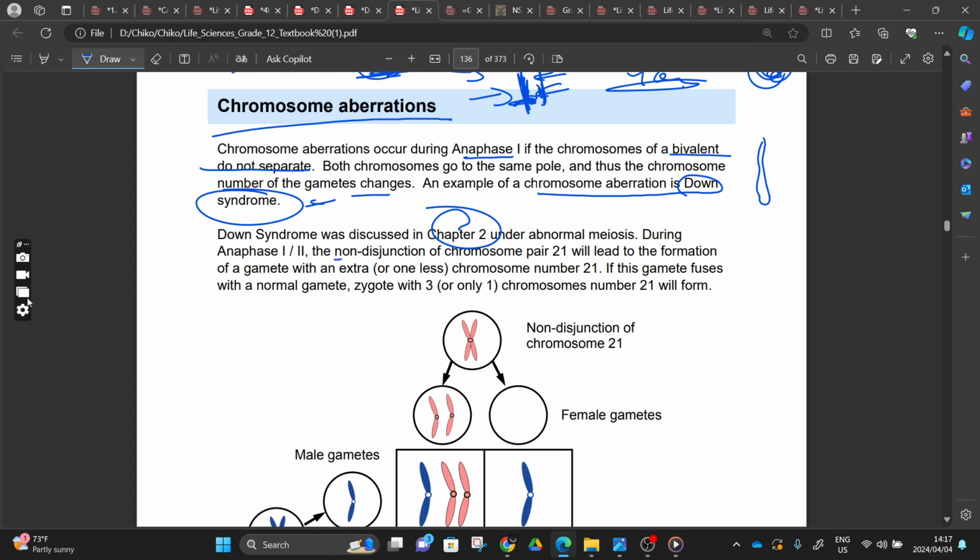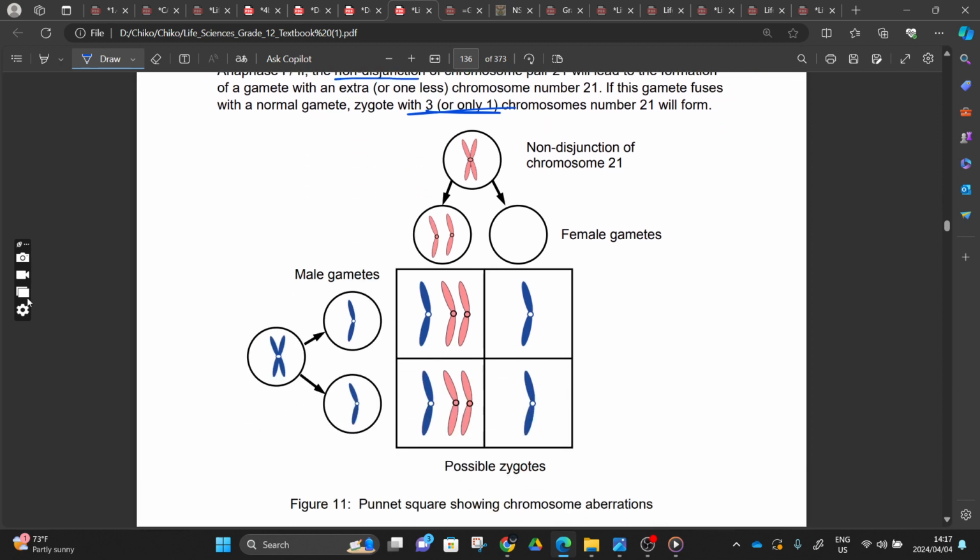During anaphase 2, non-disjunction of chromosome 21 will lead to the formation of abnormal gametes. We did this, right? And then there's the Punnett square showing that we had a non-disjunction here. This one didn't separate, this one will be anaphase 2, right? It didn't cross, and then now we have something like this, and then the gametes will have the trisomy here, and here we'll have monosomy. Mono means 1 and tri means 3.